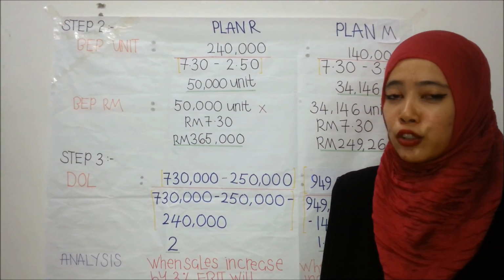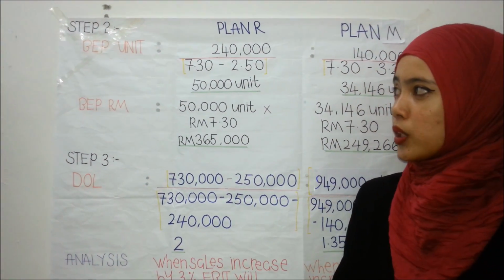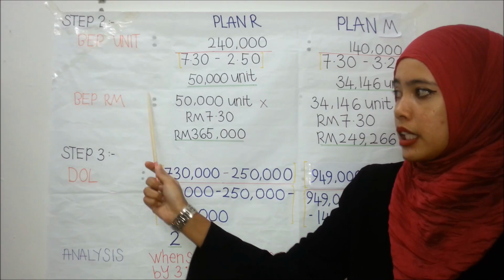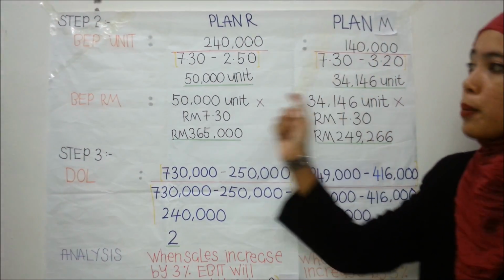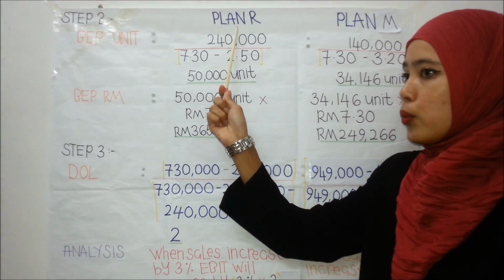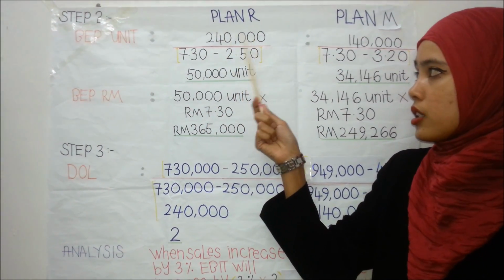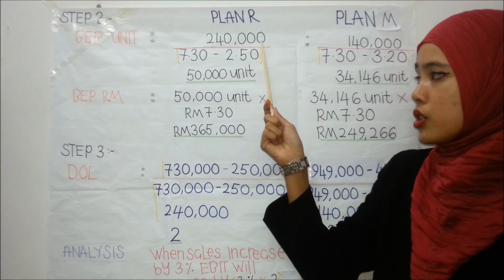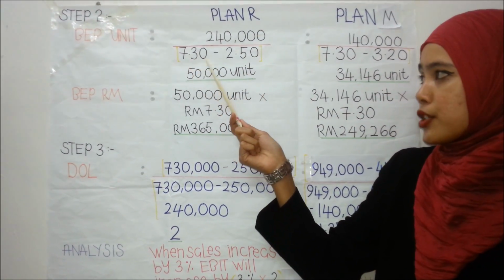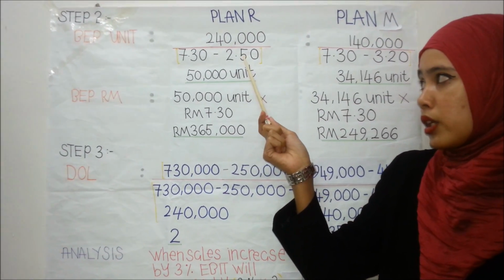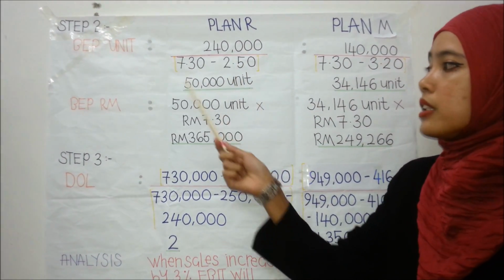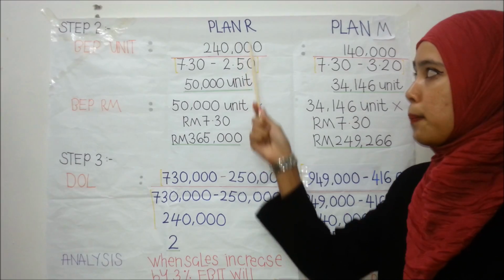Hi and Assalamualaikum. For the second step, we need to calculate BEP in unit and BEP in RM for plan R and plan M. So BEP in unit for plan R, we need to take total fixed cost 240,000 divided by selling price per unit 7 ringgit and 30 cents minus variable cost per unit 2 ringgit and 50 cents, and we will get 50,000 units for plan R.